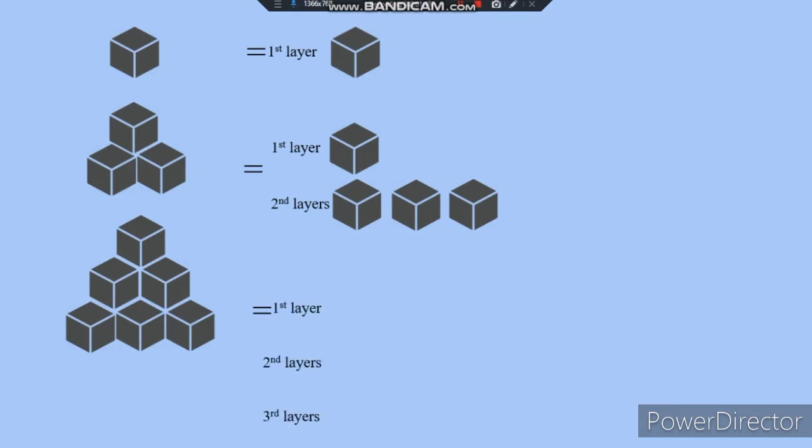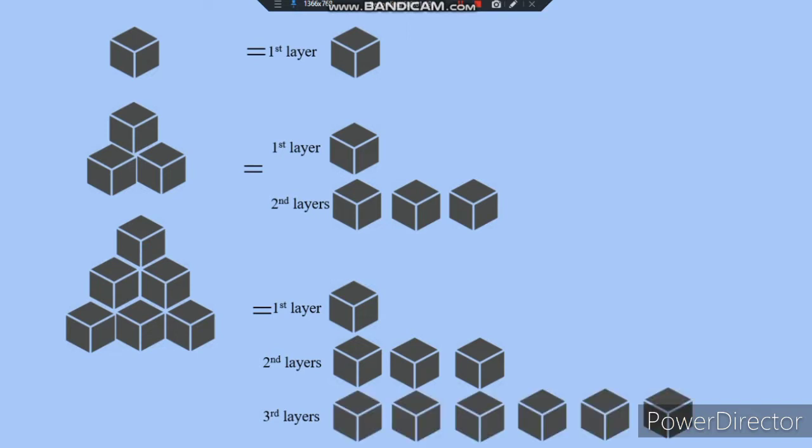And then sa third sequence, meron tayong 3 layer. Sa una, same lang siya na 1 cube. And then sa second layer, meron siyang 3 cubes. And then sa third layer, dumagdag siya ng 6. So, yung una, dumagdag siya ng 3. Ngayon naman, dumagdag ng 6.